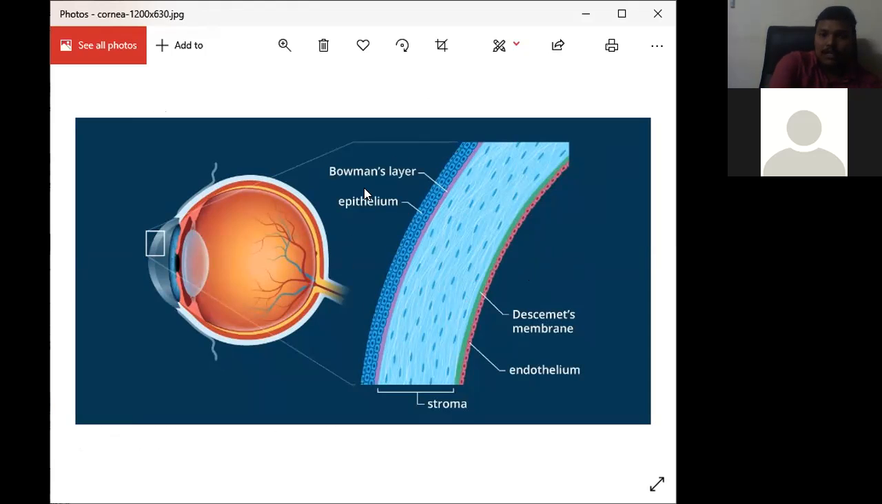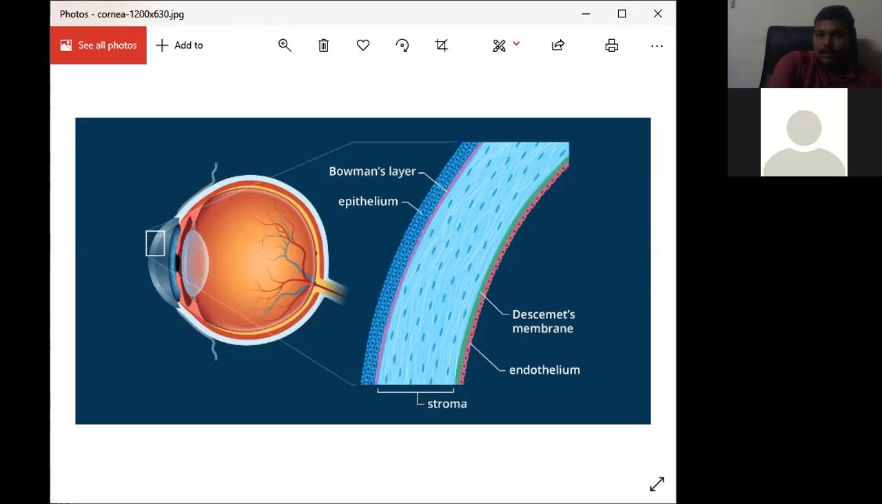And the outer epithelium and the Bowman's membrane are supplied by the tear film, right? Whenever you are closing the lids and opening the lids, a tear film will be formed on the outer surface of the cornea, right? So the nutrients present in this tear film will supply this epithelium and the Bowman's layer, right? And the oxygen required for these epithelial cells and this Bowman's layer is directly absorbed from the atmosphere itself.